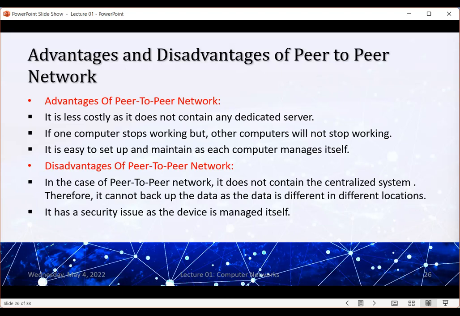When it comes to the disadvantages, the main problem in the peer-to-peer network is we cannot keep a centralized database because every device is acting like a client or the host. So we do not have a centralized database. And if we want to apply some protection mechanism for security purposes, again we have to apply it one by one.